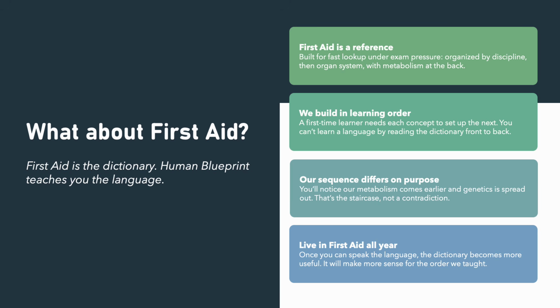Think of it this way. You can't learn a language by simply reading the dictionary front to back. So our sequence differs on purpose. Metabolism comes earlier, and genetics is spread out. This is kind of like a staircase, not a contradiction. The payoff is that once you can speak the language, the dictionary, First Aid, becomes far more useful. And then you can play around with First Aid to your heart's content, and it's going to make more and more sense after we teach the content in the order that we taught it.